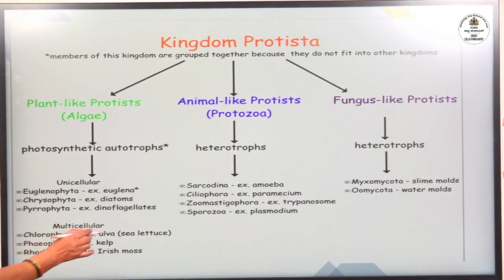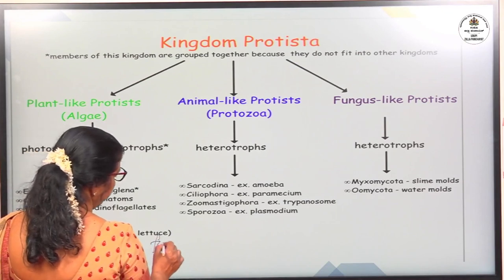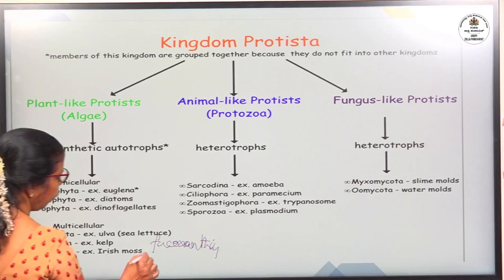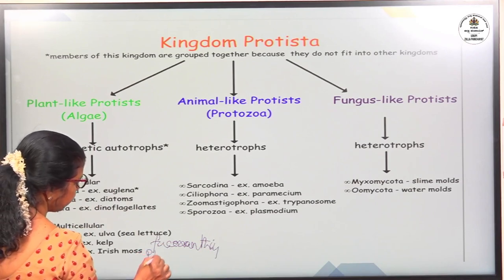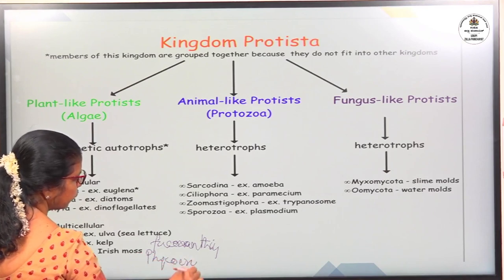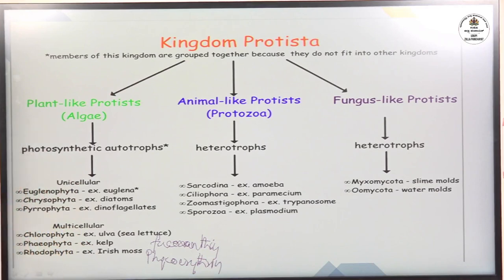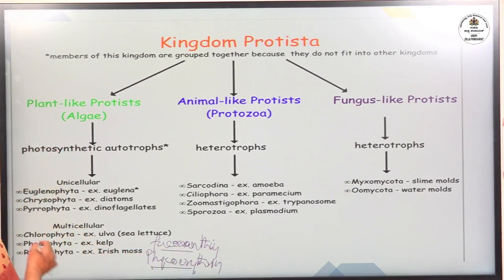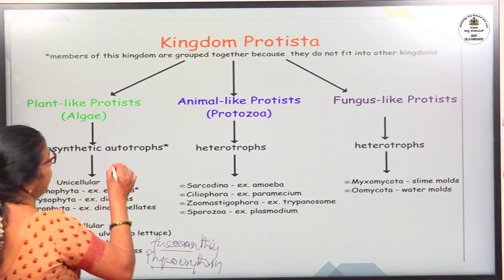So chlorophyta, green algae, consist of chlorophyll A and B. Phaeophyta, that is brown algae, consists of fucoxanthin, the predominant pigment. And in case of rhodophyta, it is with phycoerythrin. Okay, rhodophyta with phycoerythrin, phaeophyta with fucoxanthin, chlorophyta with chlorophyll A and B. So these are based on the color. And euglenophyta, that is euglena, which are with mixotrophic habit.